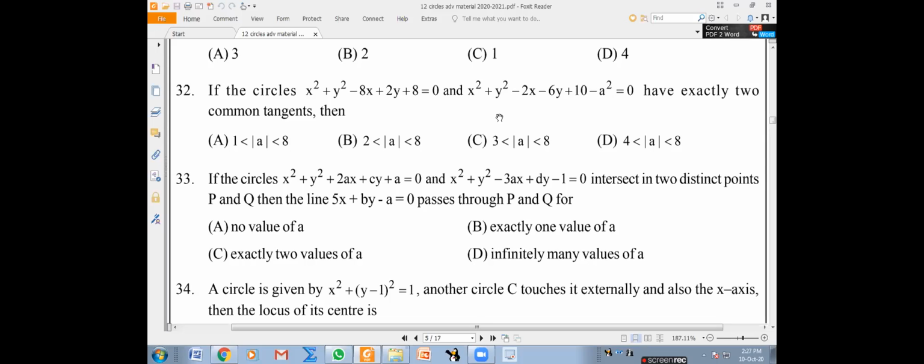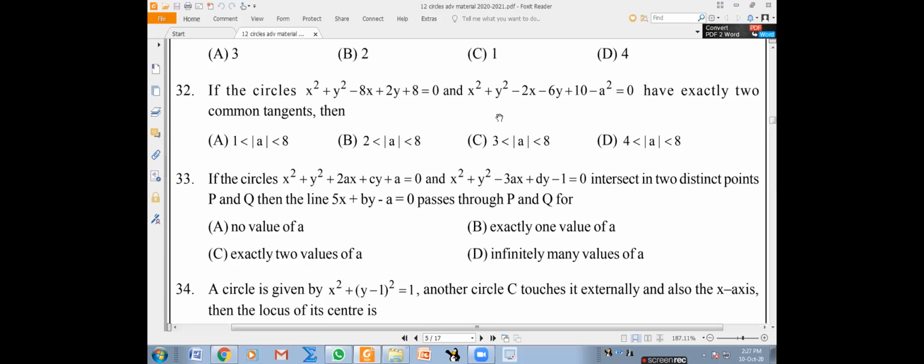See, the first circle has center (4, -1), radius 3. The second circle's center is fixed, which is (1, 3). When you find the distance between them, it is 5 units. So draw the exact figure. This is 3 units. From there, 2 units. This is (4, -1). This is (1, 3).